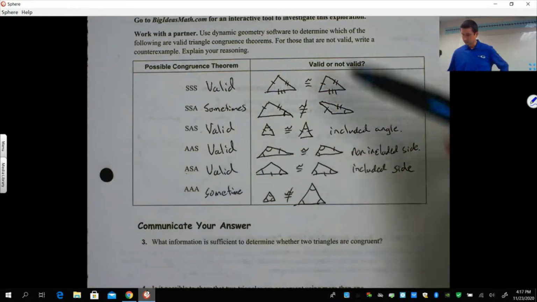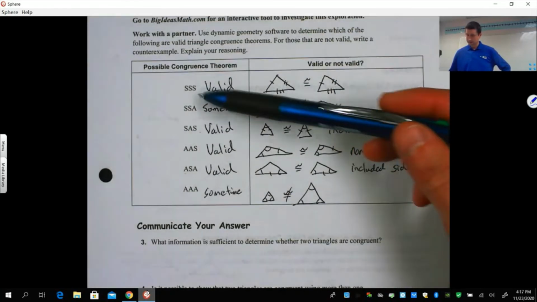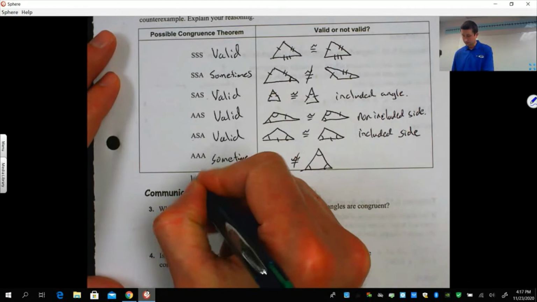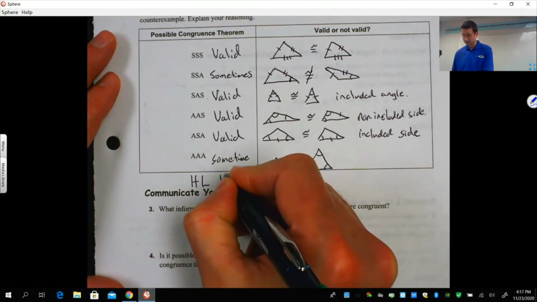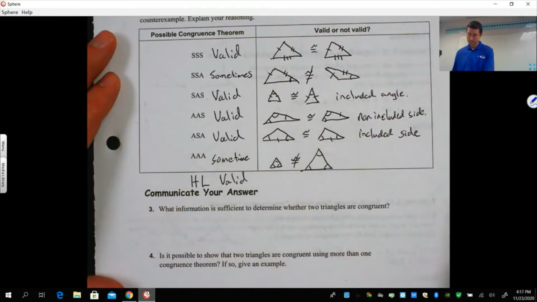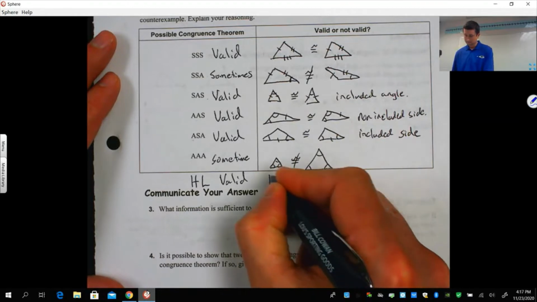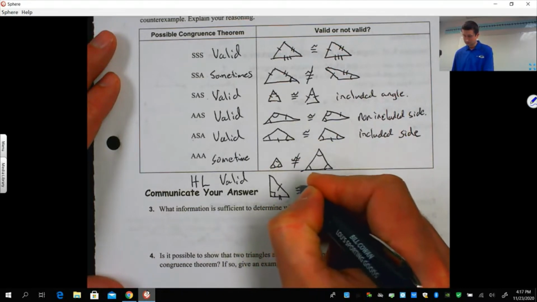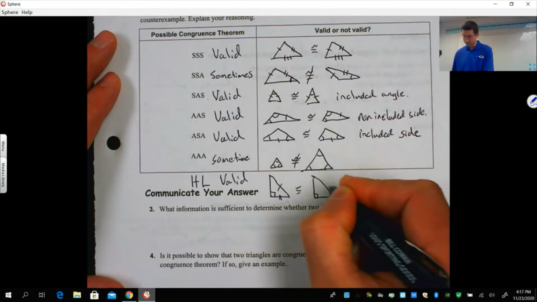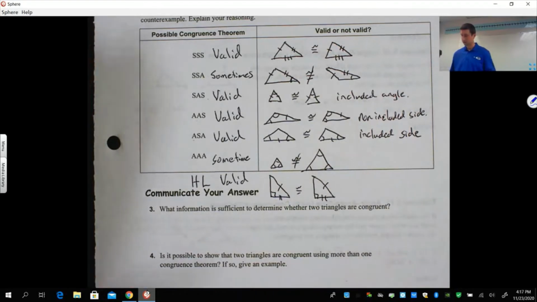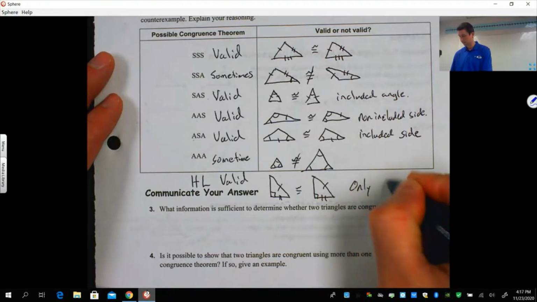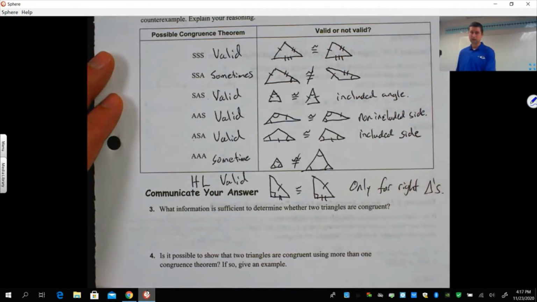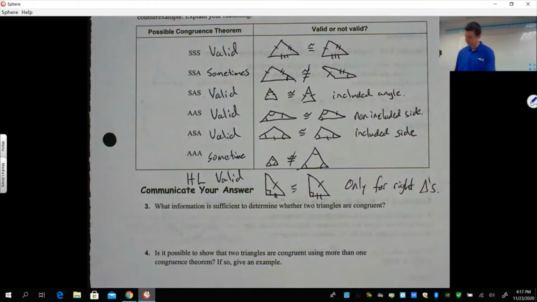Okay, so there's all your possible congruence theorems: side, side, side, side, angle, side, angle, angle, side, angle, side, angle, and the final one is the hypotenuse leg, and that is a valid one as well. Okay. Hypotenuse leg would be congruent to hypotenuse leg. Okay, that has to be a right triangle. And we have all of those in our toolbox now. Woohoo! Our math toolbox.